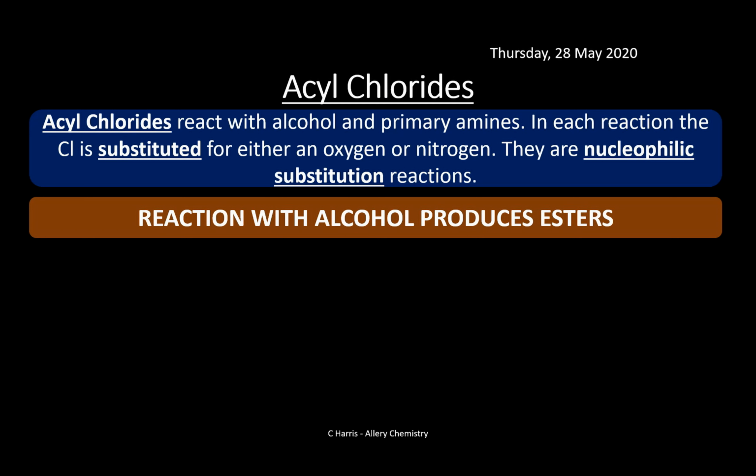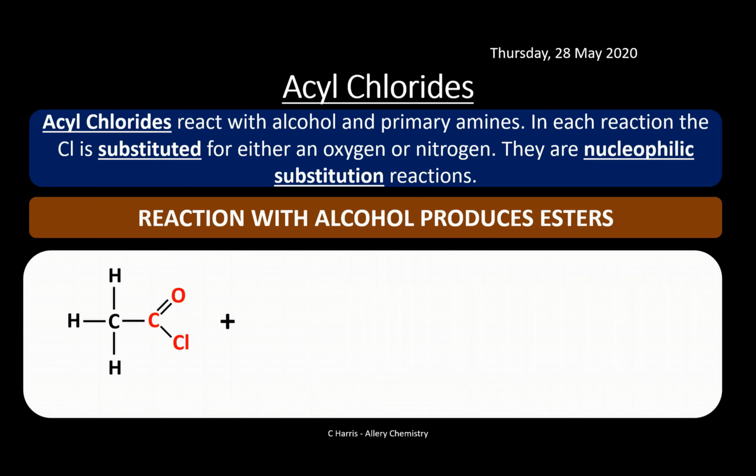In each reaction, the chlorine is substituted for either an oxygen or a nitrogen, depending on what we're reacting with. In this case, it's going to be substituted for an oxygen because we're producing an ester, and they are nucleophilic substitution reactions. So the reaction with alcohol produces esters. Let's have a look.